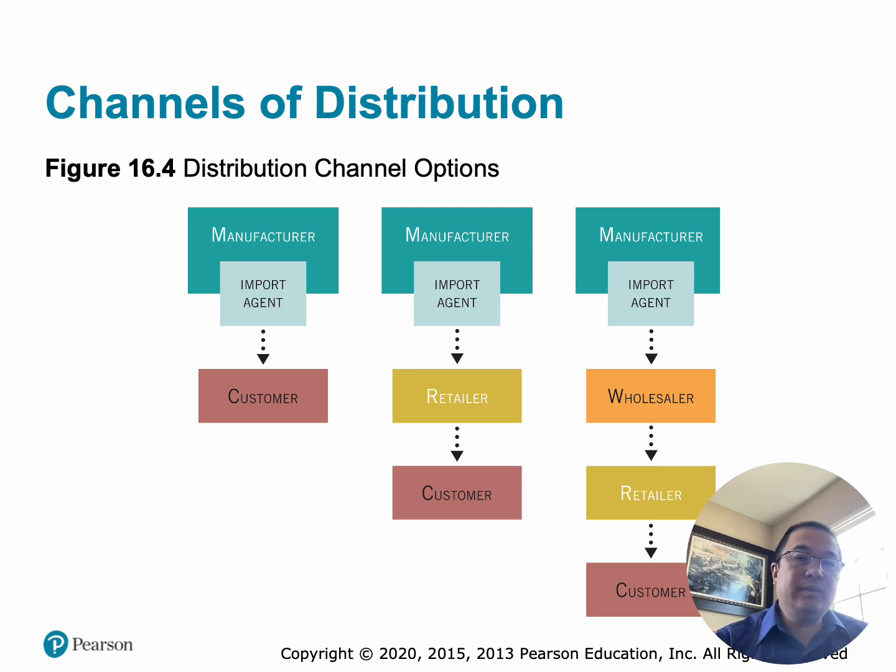This illustrates the different ways a company can move products from the manufacturer to the final customer in international markets. A distribution channel is the path a product follows from the producer to the customer. The key decision is how many intermediaries should be used between the manufacturer and the customer. Option 1, direct distribution. This goes from the manufacturer to import agent and then the customer.